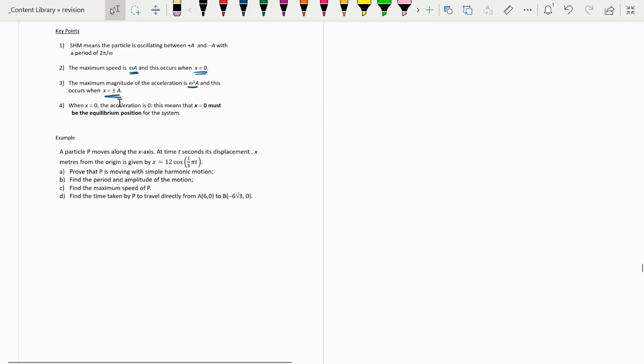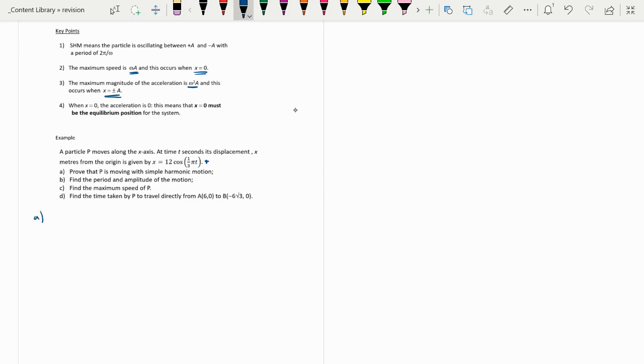When x is 0, the acceleration is 0. This means that x equals 0 must be an equilibrium position. That's when it gets back to the middle. So let's jump into this question here and have a go at it. I've got a particle P that moves along the x-axis. At time t, the displacement is given by this equation here. Prove that P is moving in simple harmonic motion.